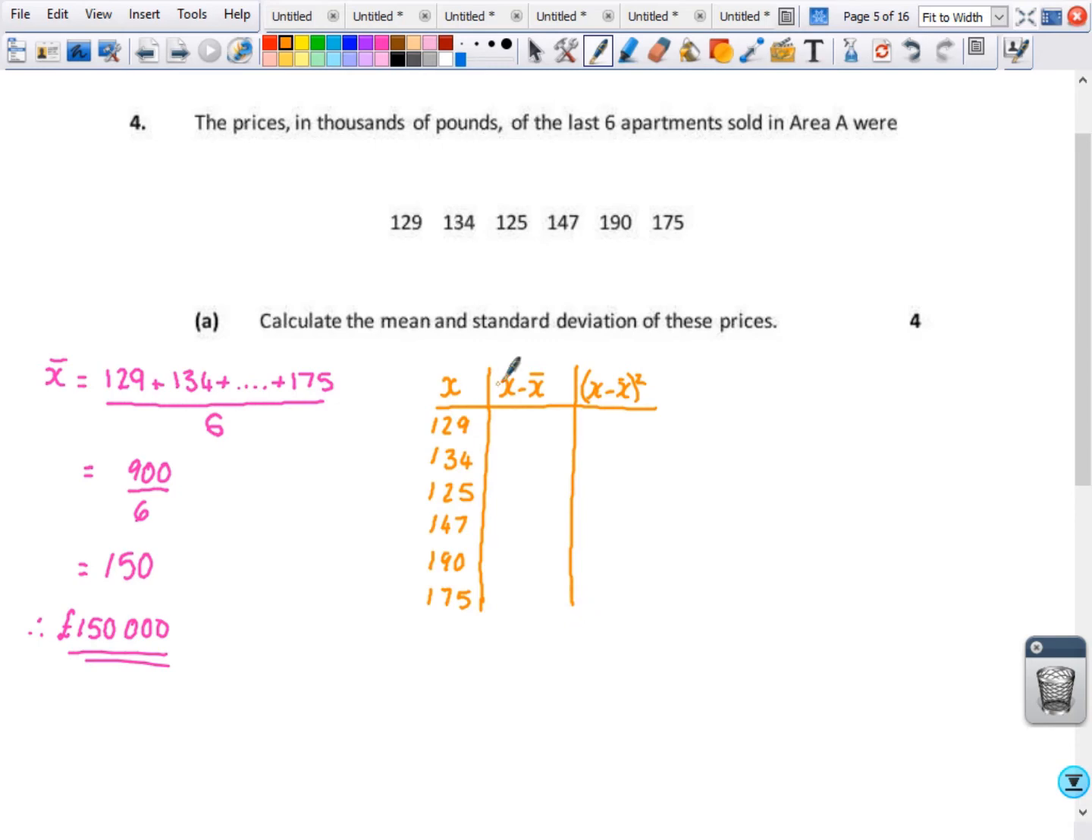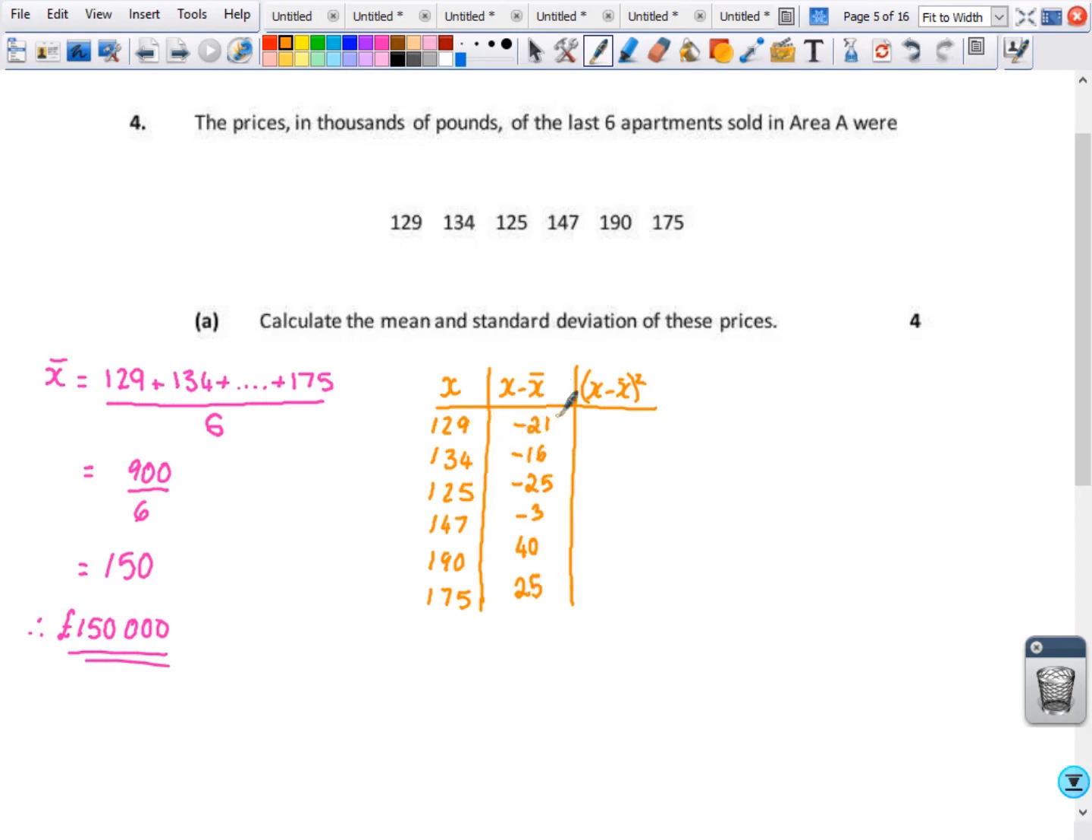So then the next one, what I'm going to do is take that and subtract the mean. So x, whatever's in there, subtract your mean. So 129, take away 150 is negative 21. 134, take away 150 is negative 16. That's negative 25. That's negative 3. 40 and 25.